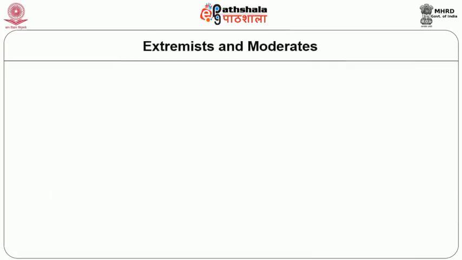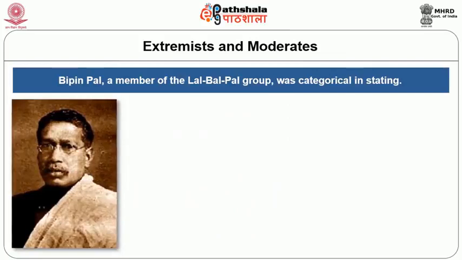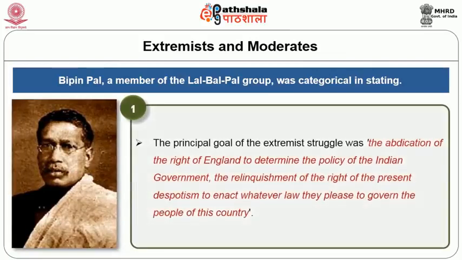In appreciation of his attitude, Bipin Pal, a member of the Lal Bal Pal group, was categorical in stating, firstly, that the goal of the extremist struggle was the abdication of the right of England to determine the policy of the Indian government, the relinquishment of the right of the present despotism to enact whatever law they pleased to govern the people of the country.